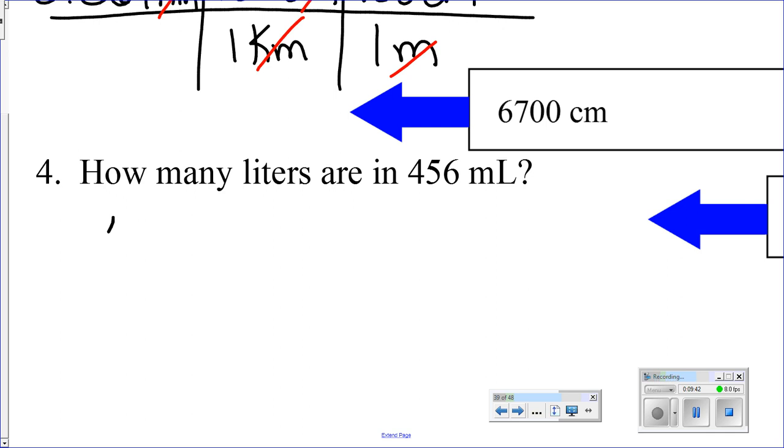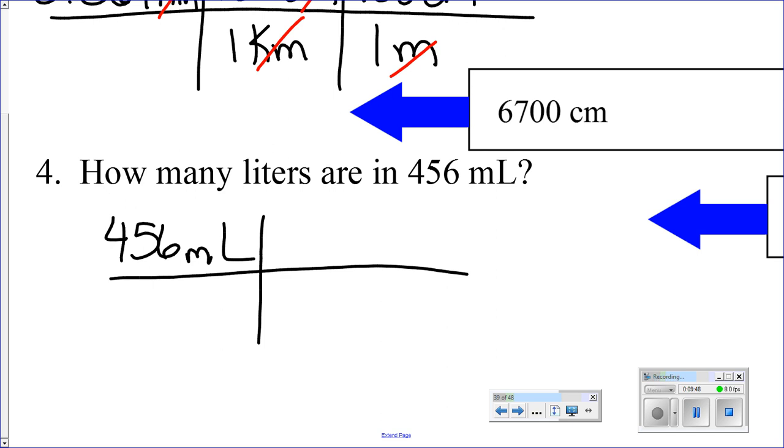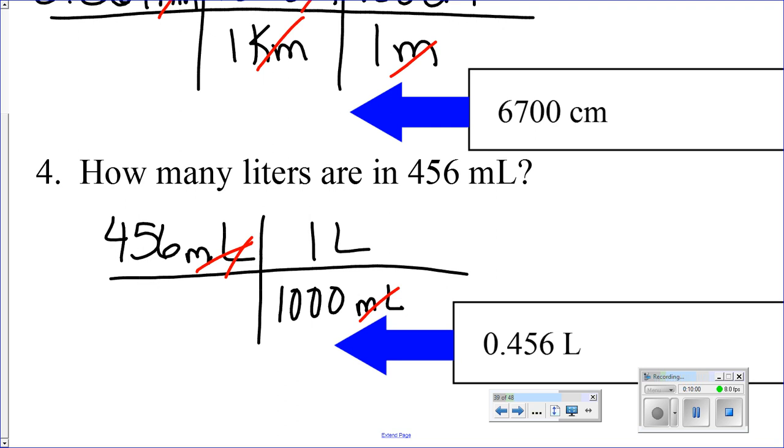And one more of these, if we had 456 milliliters. Milliliters and liters is a commonly done conversion in chemistry. If I want to get rid of my milliliters, I do so by putting them on the bottom. And what I'm doing here is dividing.